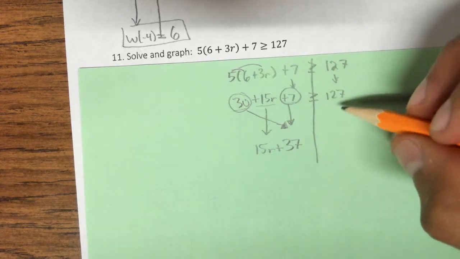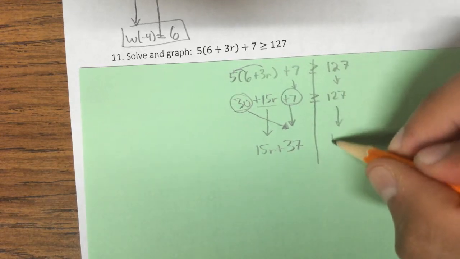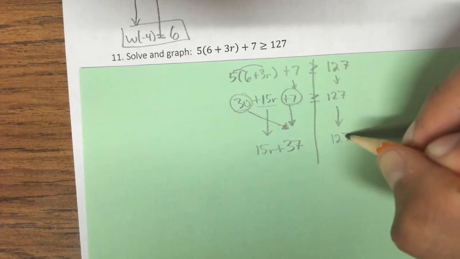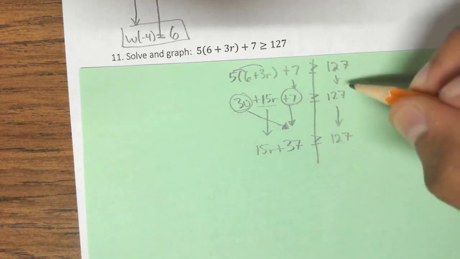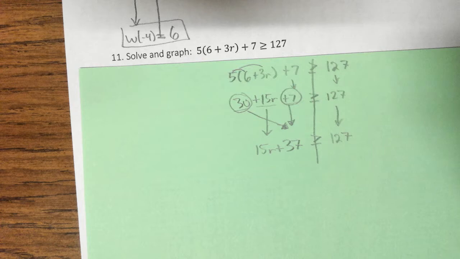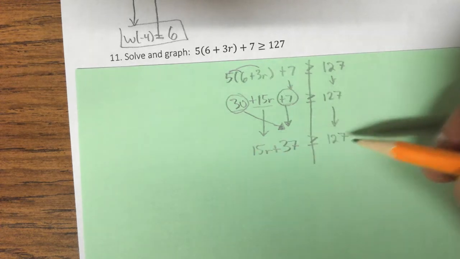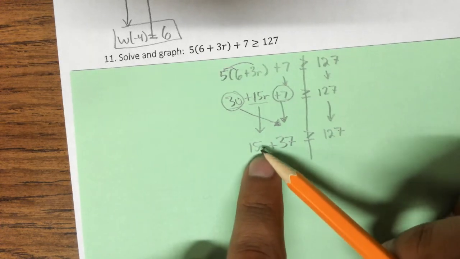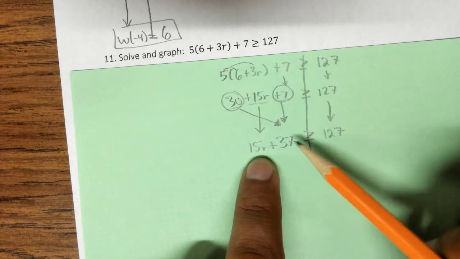And then over here we have the 127. Again, we never touched that, so it's just going to keep coming down. So far we haven't done anything with that 137. It's just been following down, but that's okay. Now we get to this step right here. We have one variable, that's the 15r. Then we have a number.